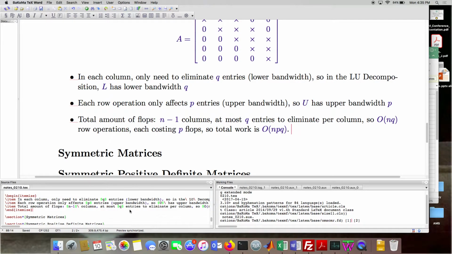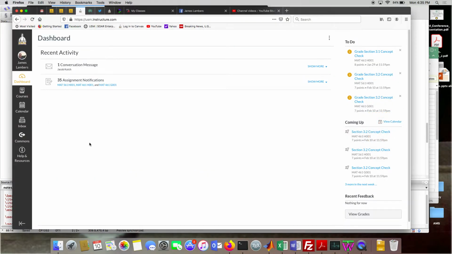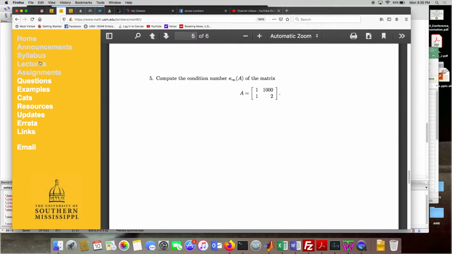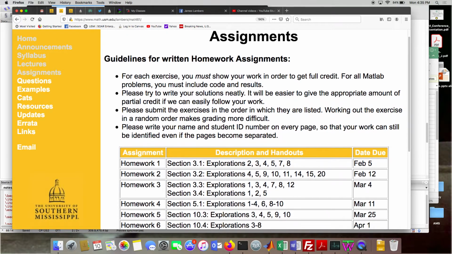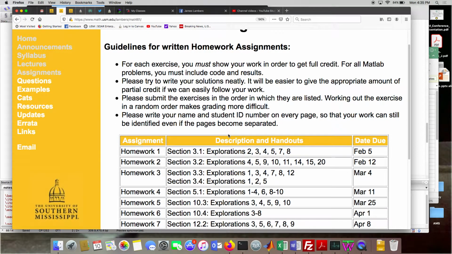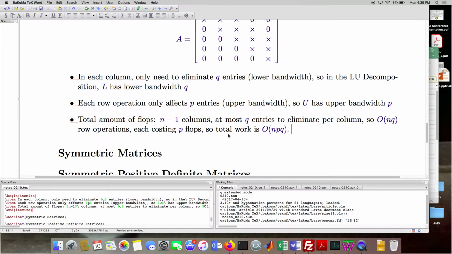Now, I think I may have given... Let's see which problems I assigned for this section. Okay, 1, 3, 4, 7, 8, 12. Okay, so I've discussed some of the homework problems, but oh well, it happens a lot.